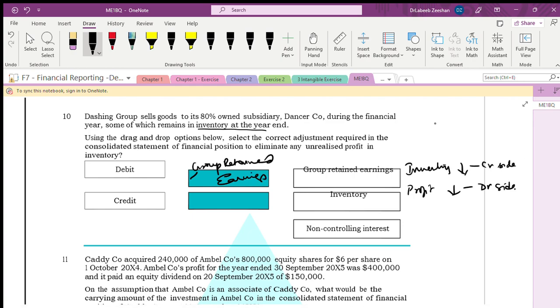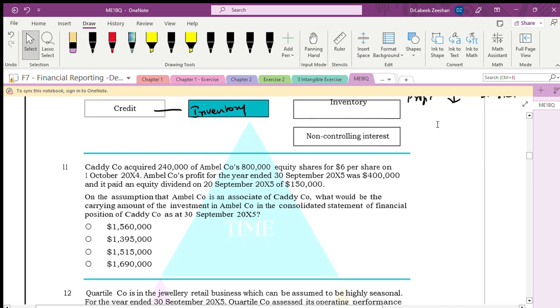I am teaching in the way an actual class will happen. The handwriting and everything you have to see; I will not artificially put in typed things. I can do that, but I want you to feel you are attending a class. Credit means you have to decrease the asset. In order to decrease the asset, the inventory should be credited.